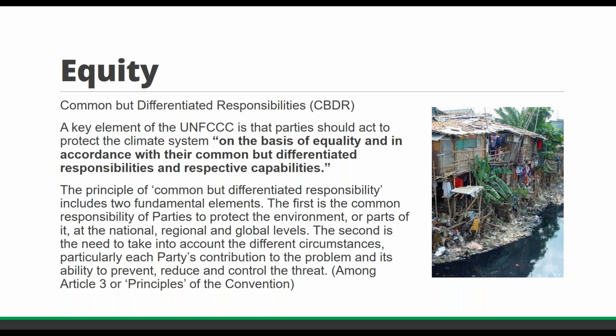So this principle has two fundamental elements. The first is the common part, the common responsibility of parties to protect the environment or parts of it at the national, regional, and global levels. So this is a really important understanding that common but differentiated responsibilities is not alleviating responsibility from any party to protect the environment. This is enshrined in the convention. But the second part is that there is a need to take into account the different circumstances, particularly each party's contribution to the problem and its abilities to prevent, reduce, and control the threat.